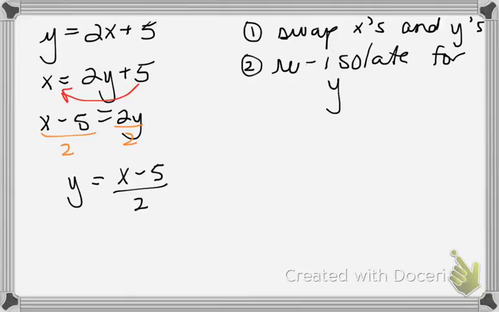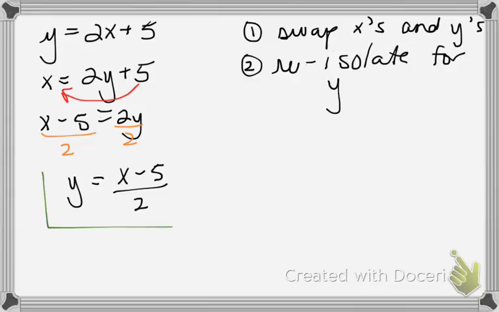Now normally, if we started in function notation, we would replace this y with function notation. For instance, like f inverse of x equals x minus 5 over 2. Okay, but because we didn't start with that, we can just leave this as y equals x minus 5 over 2.